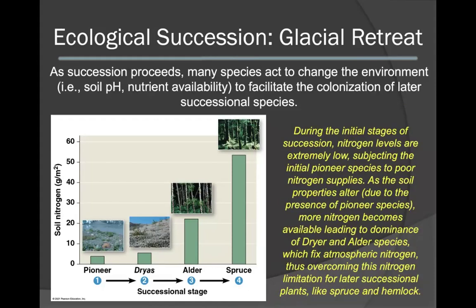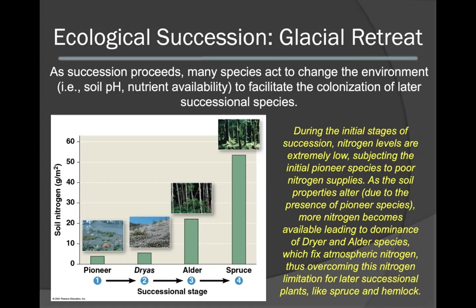As the successional pattern of the community proceeds, many species will act to change the environment, such as soil pH and nutrient availability. This may facilitate or limit the colonization of specific later successional species. During the initial stages of succession, as seen in the pioneer and Dryas stage, nitrogen levels are considered to be extremely low. This subjects the initial pioneer species to very poor nitrogen supplies.